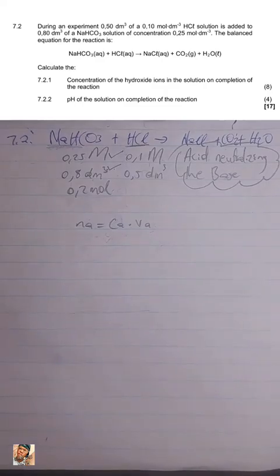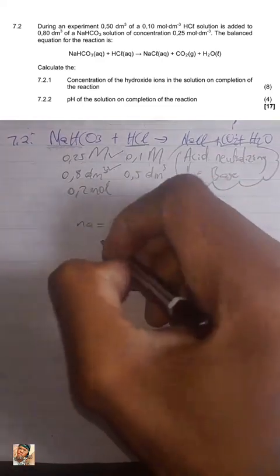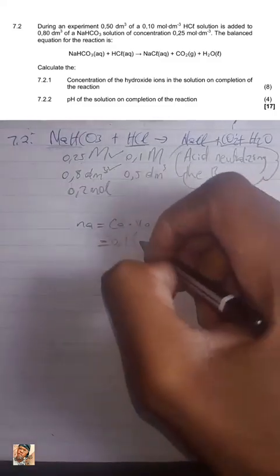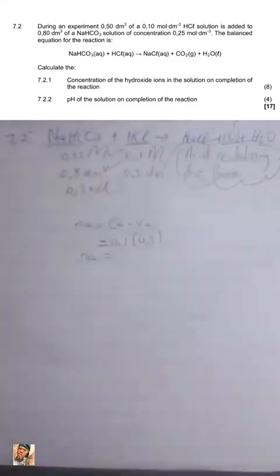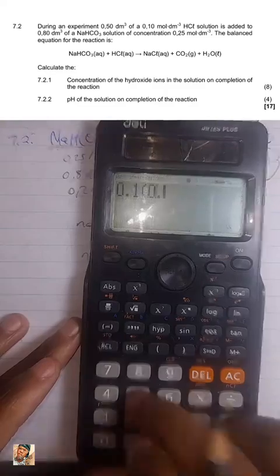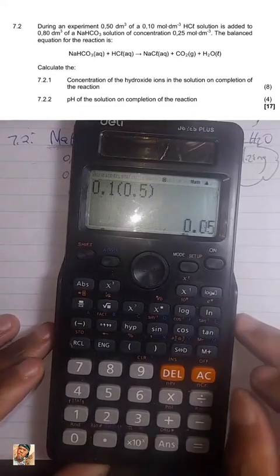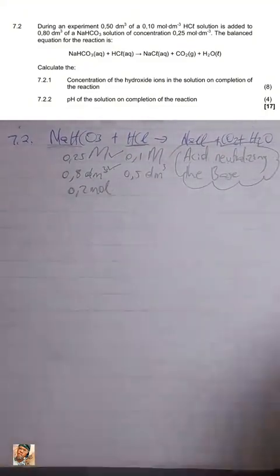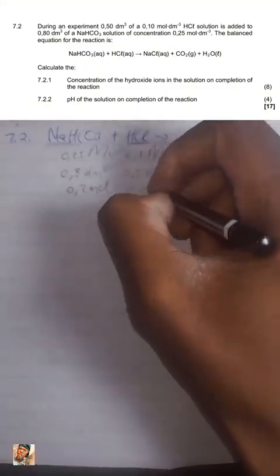The number of moles of the acid is equal to the concentration of the acid multiplied by the volume of the acid. So we're going to substitute: the concentration of the acid is 0.1 molar, multiplied by the volume of the acid, which is 0.5. We press that into the calculator: 0.1 multiplied by 0.5. What is that equal to? That is equal to 0.05 moles. So the number of moles of the acid is 0.05 moles.